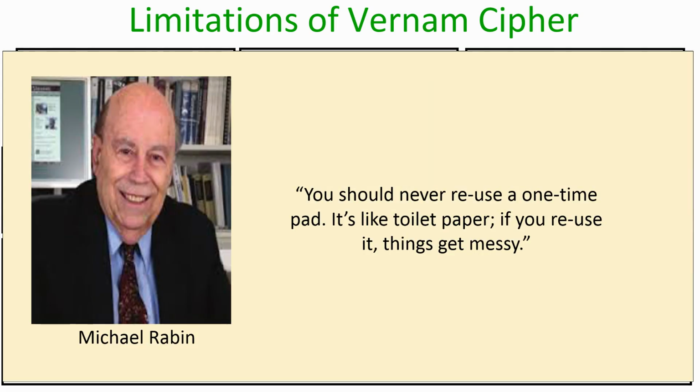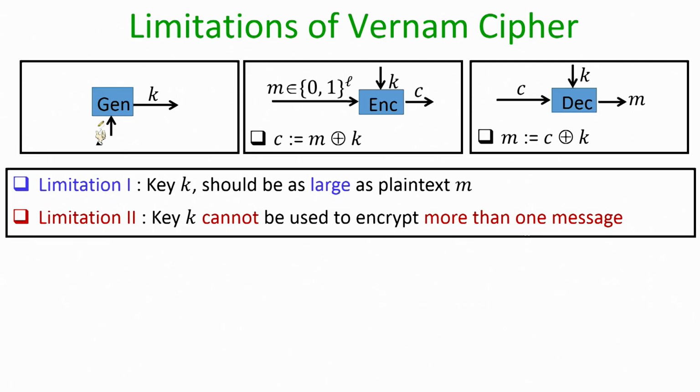Here is what Turing Award winner, the legendary computer scientist Michael Rabin, has to say about the one-time pad. He says that you should never reuse a one-time pad. It is like toilet paper, because if you reuse it, things can get messy. So, you should never reuse the key. For each instance of the one-time pad, the Vernam cipher, you need to run the key generation algorithm and obtain a fresh key for encrypting your next message. So, these are the two restrictions imposed by the Vernam cipher.